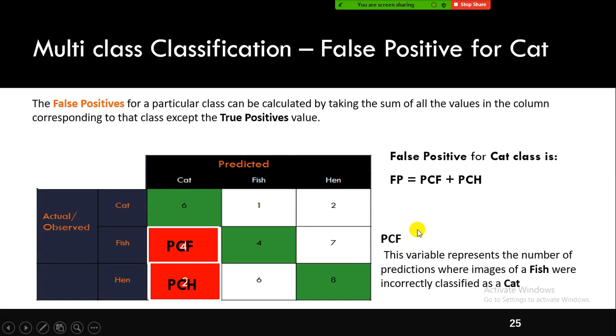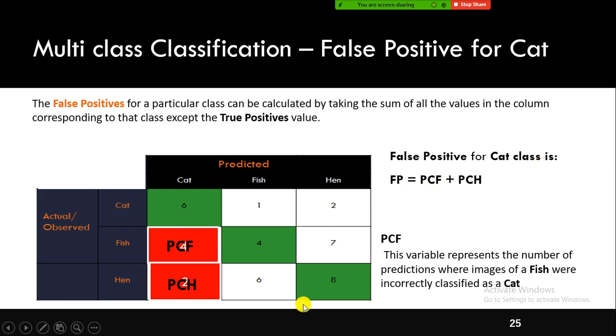Now, let us see how to find out the false positive, true negative, and false negative values. It is a bit challenging compared to the binary classification confusion matrix, but it is pretty easy once you understand. It's very simple; you don't have to break your head. Now I want to compute the false positive value for the cat class.